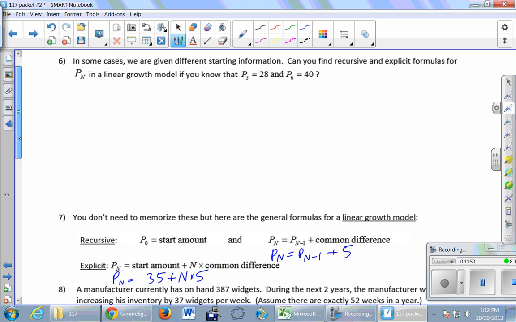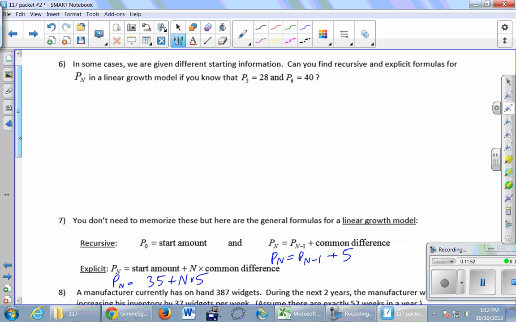Let's take a look at number 6. Alicia. In some cases, we are given different starting information. Find recursive and explicit formulas for Pn in a linear model if you know that P3 equals 16 and P6 equals 28. Okay, let's spend a few minutes, maybe like 5 minutes in your groups on this one. This is not easy. Should take a little bit of time. See if you can answer this in your groups.